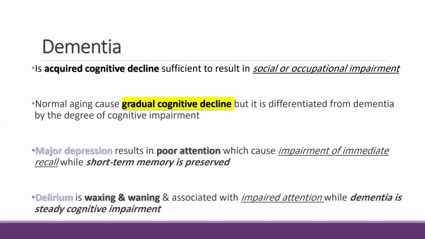What about delirium? So what's the difference between dementia and delirium? Delirium is a waxing and waning, meaning that the patient is having fluctuation during the day with impaired attention, while dementia is a steady cognitive impairment. So when we are suspecting delirium, when an elderly patient presented to the hospital with some metabolic derangement, some infectious etiology, and you find the patient sometimes doing well, sometimes deteriorating in terms of attention and level of awareness.